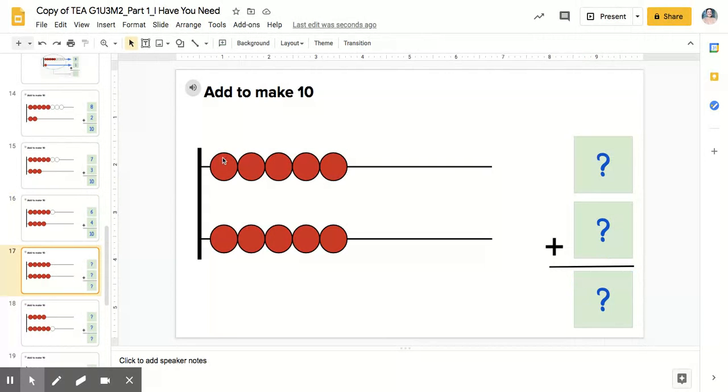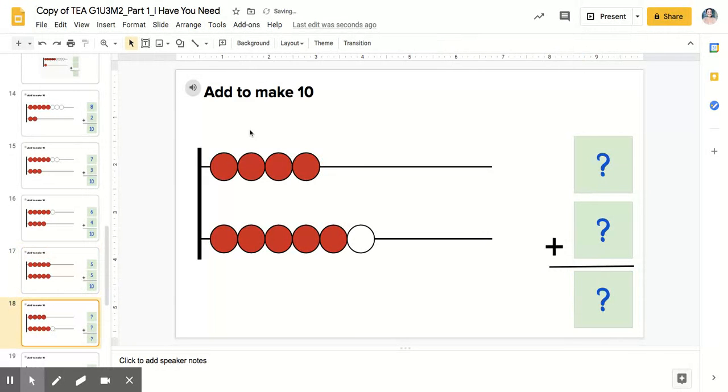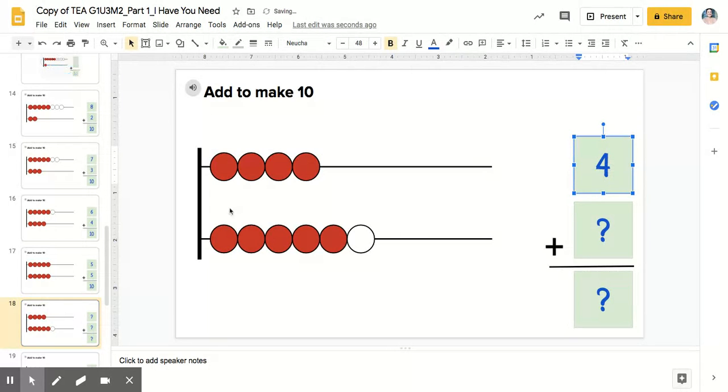Let's count the top. Did you get 5? Me too. Count the bottom. 5 again. 5 plus 5 equals 10. You got it. We're counting the top. 1, 2, 3, 4. And the bottom. 1, 2, 3, 4, 5, 6. To give 10.